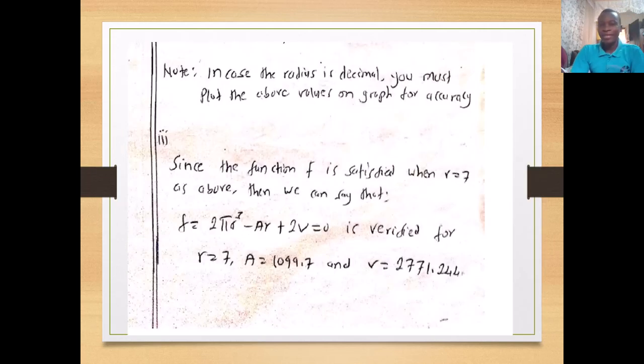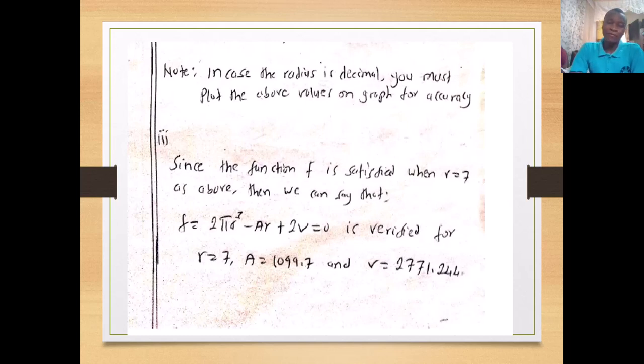And in case the radius is a decimal, because when we are using a numerical method, we do not know whether the radius is going to have a decimal point, the best thing to do is to go ahead and plot the values that you have in a graph, so that perhaps the radius was a decimal. The graph will definitely indicate the optimal radius.